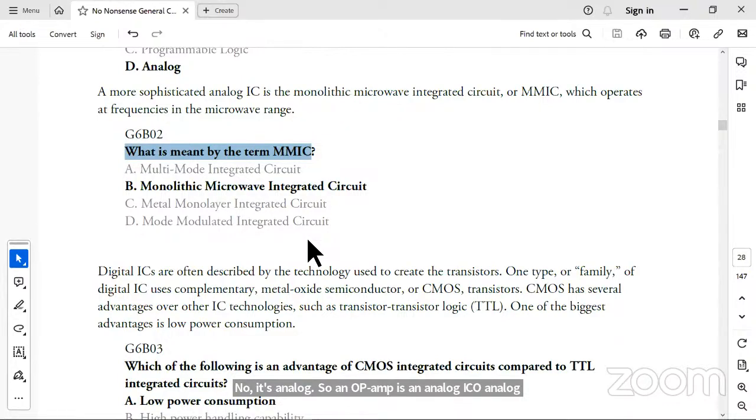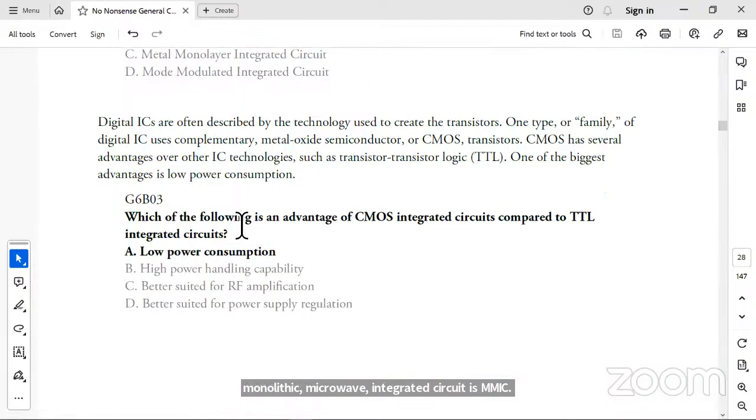Okay, next question in the question pool. What is meant by the term MMIC? Well, they give you all sorts of things here: metal, monolayer, mode, modulated, multi-mode. We didn't learn that. We learned that it's a monolithic microwave integrated circuit. Remember, this MMIC is operating in the microwave radio frequency region. So it has to have microwave. So monolithic microwave integrated circuit is MMIC, not this other stuff that they're trying to distract you with. All right.